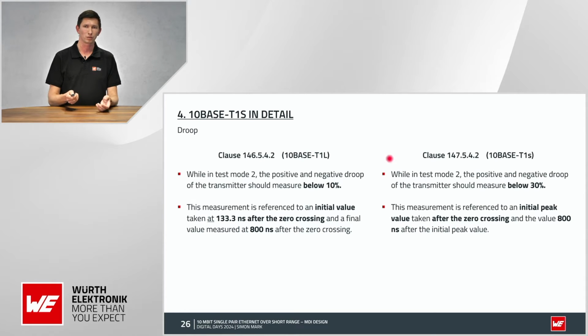For 10BASE-T1S, it's a little bit different. It should be below 30%, but you are looking after the initial peak. So after the zero crossing, there should be a small jump of the signal, and this is the initial peak. And after this value, 800 nanoseconds after this initial peak, you measure again. And you take both in relation, and if it is below 30%, you are good with your circuit.